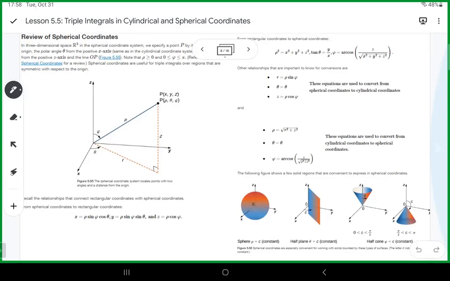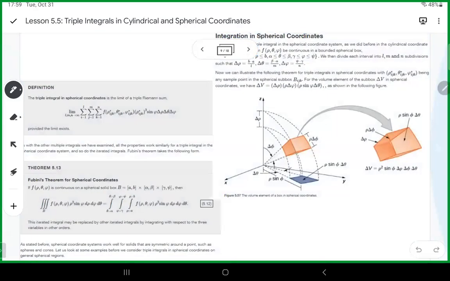So we're going to be switching now from cylindrical to spherical. And we're going to go through some problems.